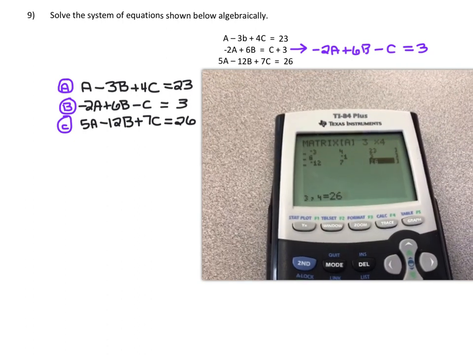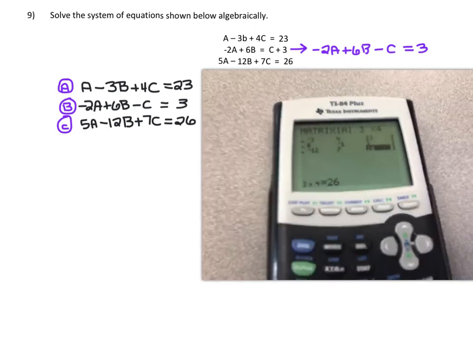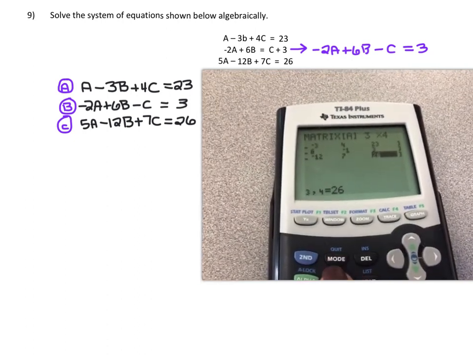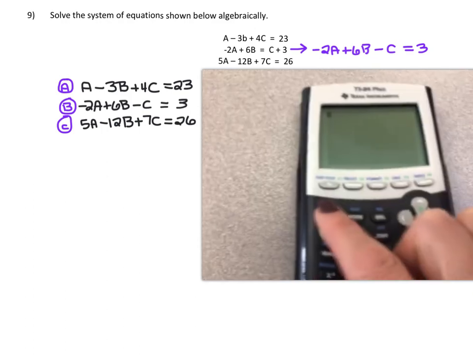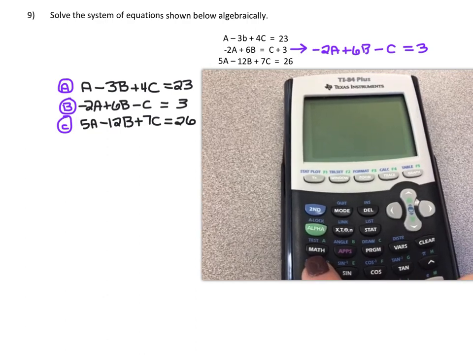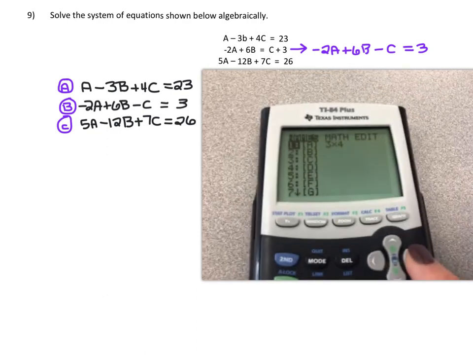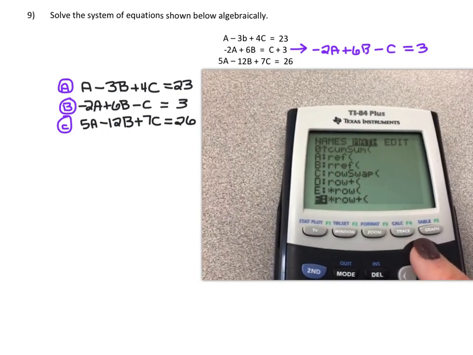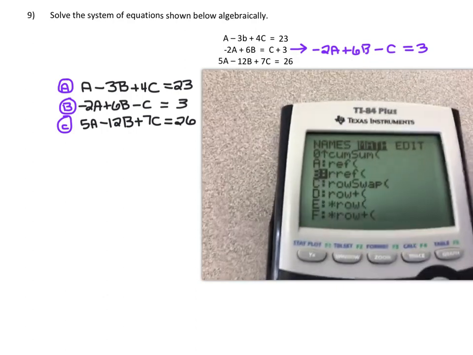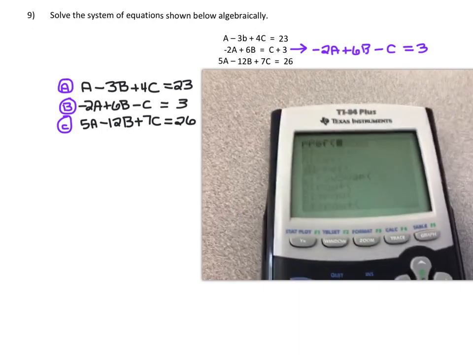All right, and then once you have them in there, we want to clear out of here. So see where it says quit right there above mode? We're going to hit second mode. And we're going to go back to matrix, so second, and then the button that has the matrix on it. And if you go over to math and scroll up rather than down, because it's faster, you're going to go until you see RREF. And we can hit enter on that.